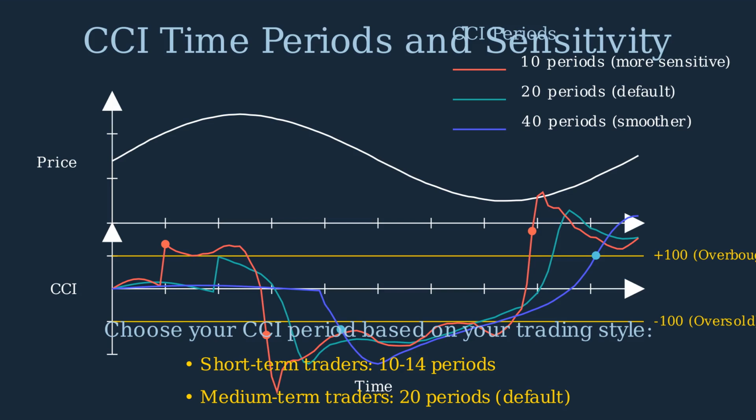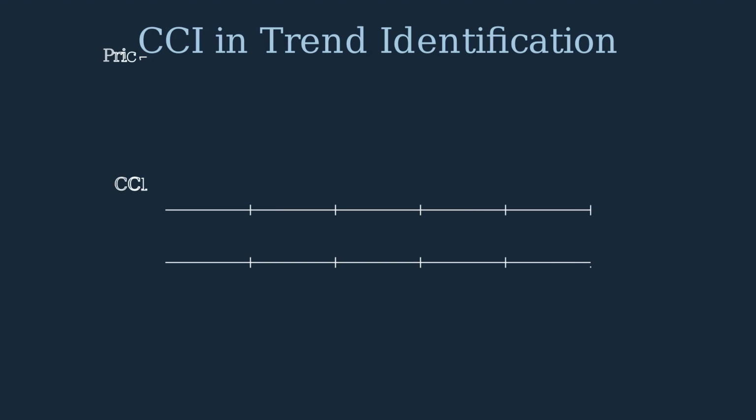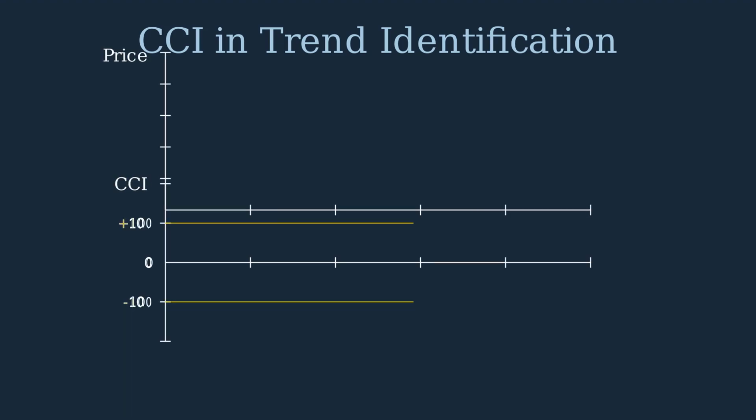Short-term traders often use 10 to 14 periods for more signals. Medium-term traders typically stick with the default 20 periods. Long-term traders and investors prefer 30 to 50 periods for more reliability. The Commodity Channel Index helps traders identify trend strength and direction.